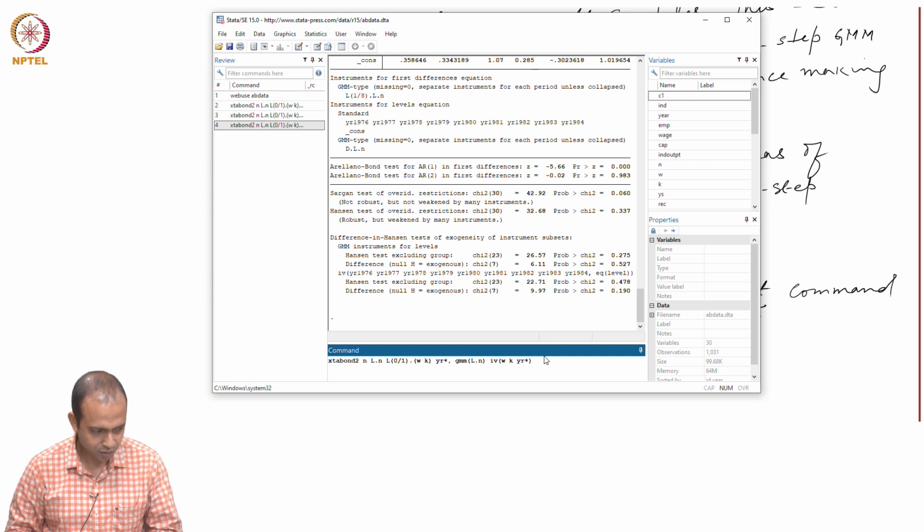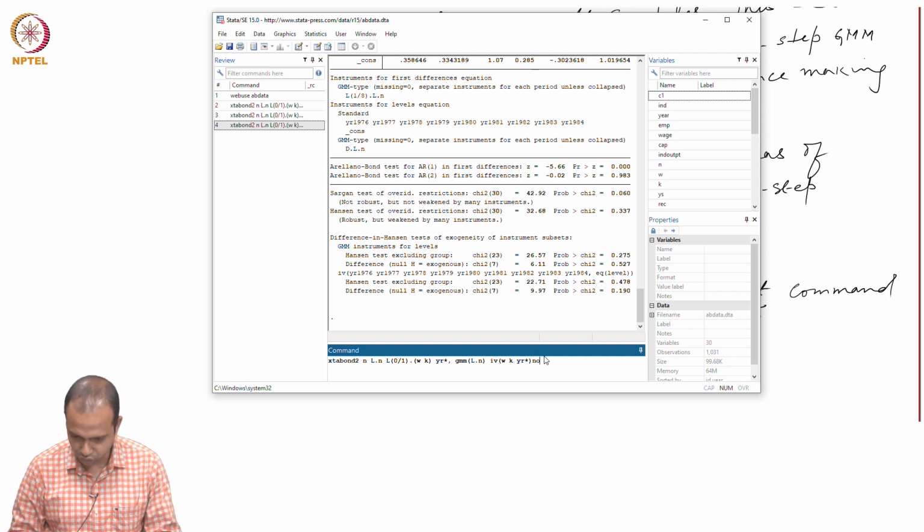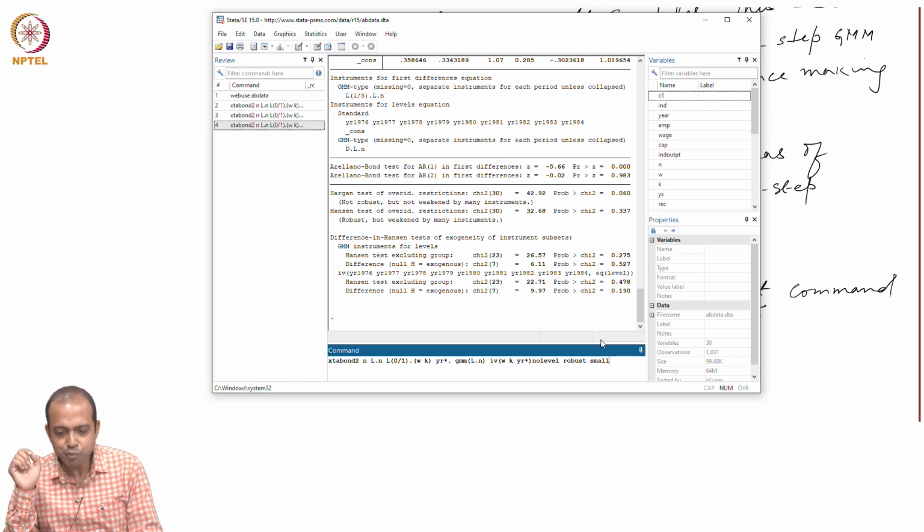and if it is difference equation, then we do not need any level equation, no level, and then robust small. So, basically what we are estimating? One-step difference GMM, right, one-step difference GMM. Okay.